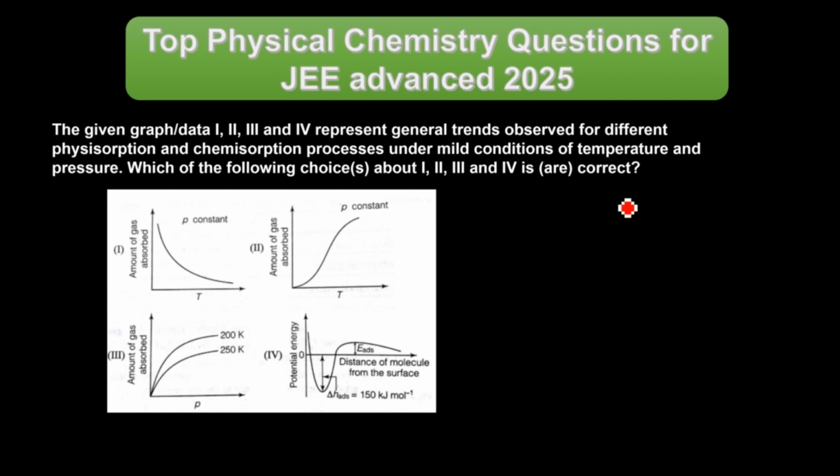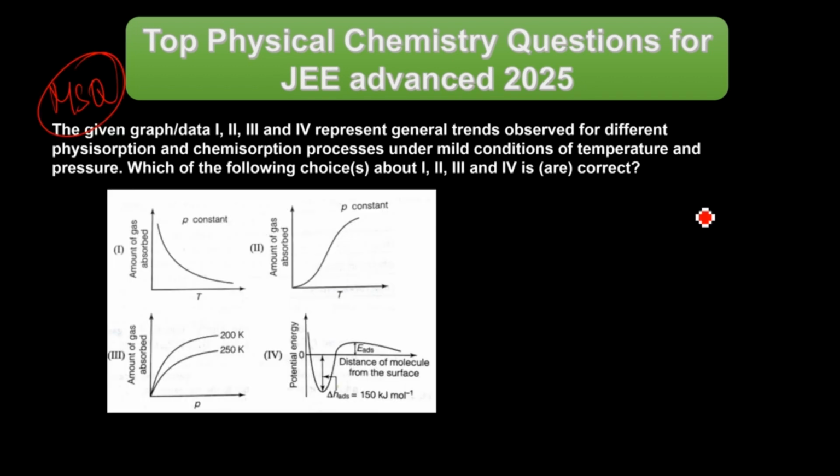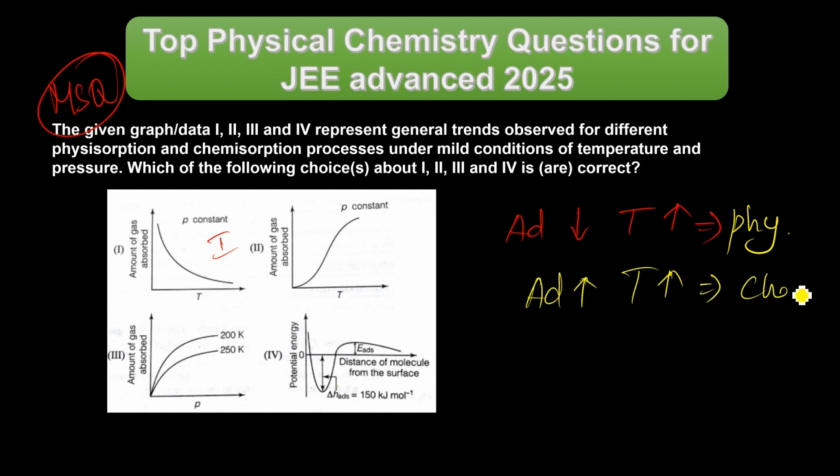This question is again from surface chemistry and this is also an MSQ type. So these are the options given, which is right? So we have to analyze the graphs and tell which of these are correct. First, let's see the first graph, which indicates the adsorption is getting decreased as temperature is increasing, which clearly indicates this is a physisorption graph. Then the second one: the temperature is increasing, so the adsorption is also increasing, which is chemisorption.